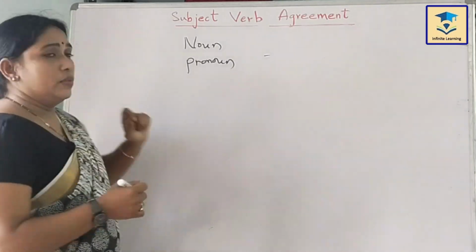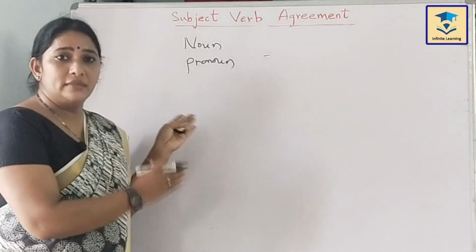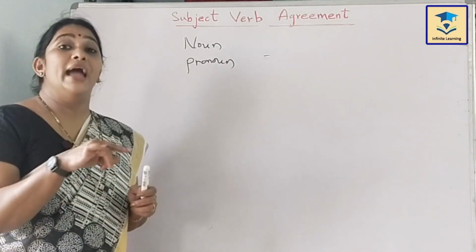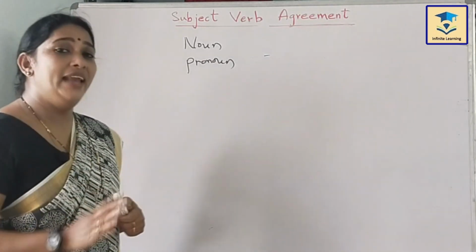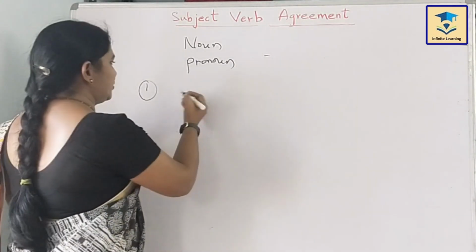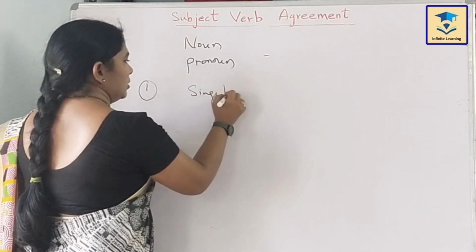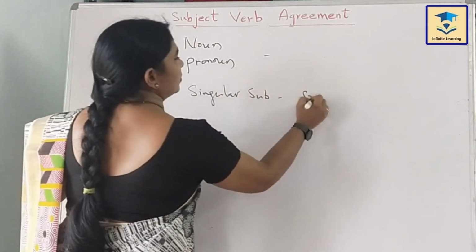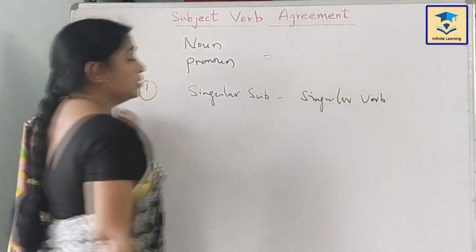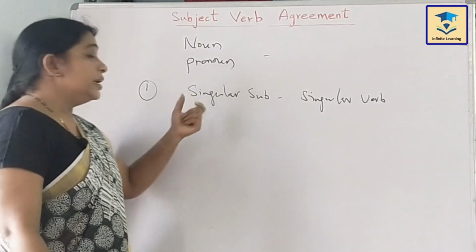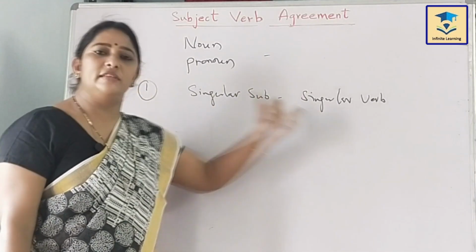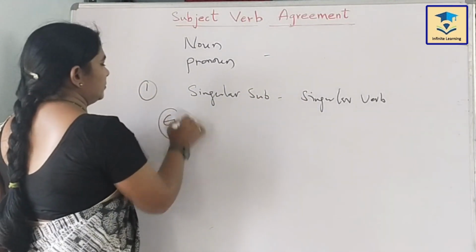Yes? Now, regarding this topic, subject-verb agreement, I am going to give you 9 rules in this video. How many? 9 rules. What is the first rule? Now let us see the first rule. Singular subject, singular verb. If the subject is singular, then the verb will be singular. See an example with this one.